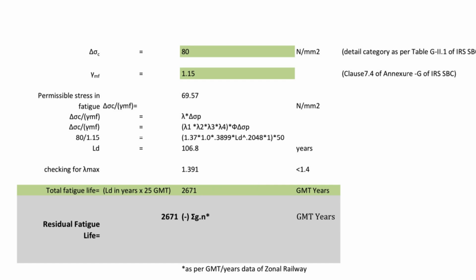Now, if we deduct from this the amount of GMT years which have already passed over this bridge, we can get the residual fatigue life. For this purpose, annual GMT traffic data available in the division of the zonal railway is used. First, we have to add all the GMT years that have passed over this bridge, compiling year on year basis based upon available data. Now, when we deduct this value from 2,671 GMT years, we get the residual fatigue life of the stringer in question.